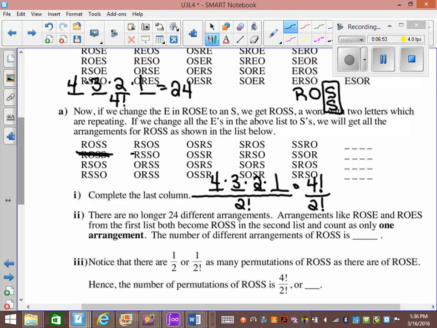So RSSO, RSSO, RSOS, we have another one, right? So instead of listing them all and then crossing off the ones that are the exact same, this is faster. We do it like they're all different, and then we divide by the factorial of the letters, and it will get rid of all those double ups for you without you having to physically cross them all out.